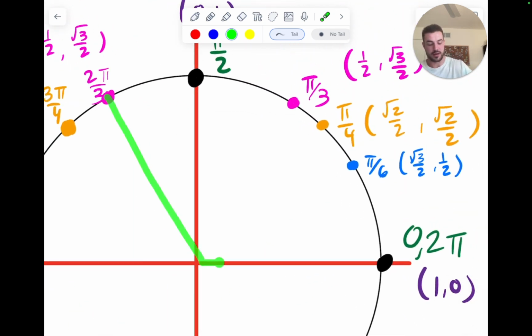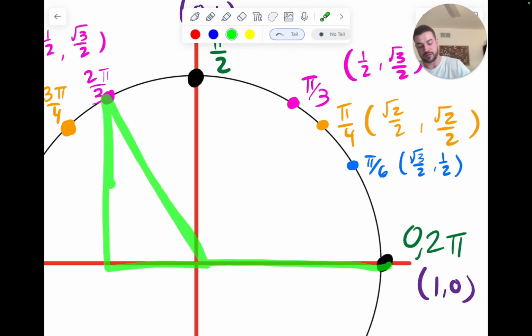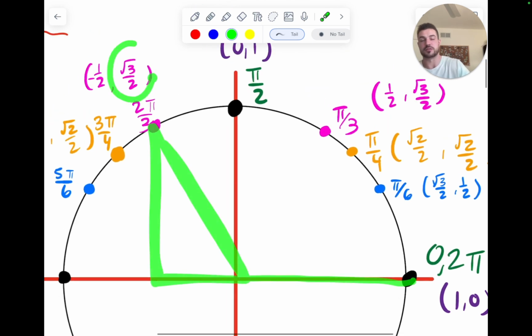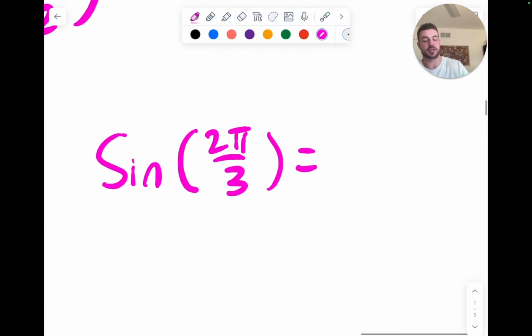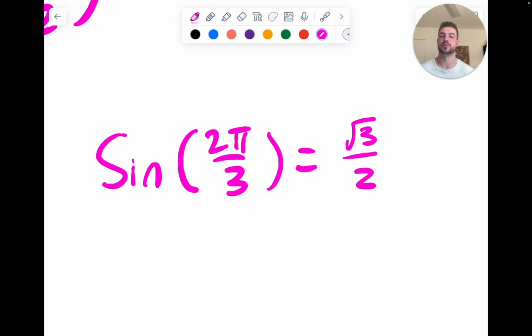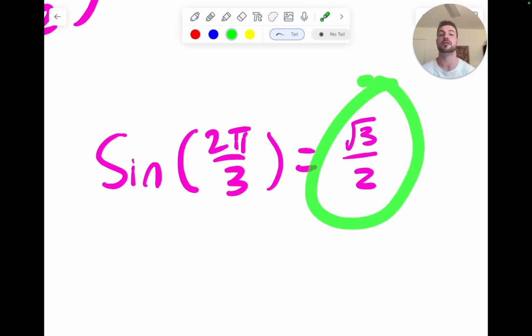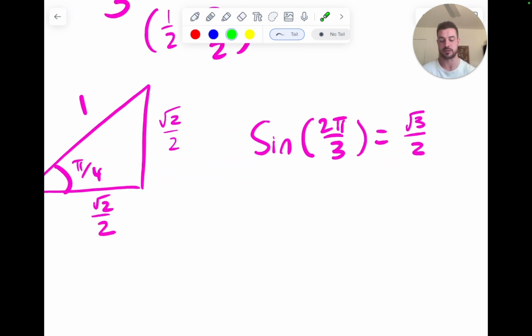I've got this angle measurement right here. Technically what we're doing is finding the sine value of this triangle, and in that case, it is root 3 over 2. So sine of 2 pi over 3 is going to be root 3 over 2. Whenever you're taking the sine of a radian measurement, especially one that we have on our unit circle, all we're looking for is the y value of that point on that unit circle.